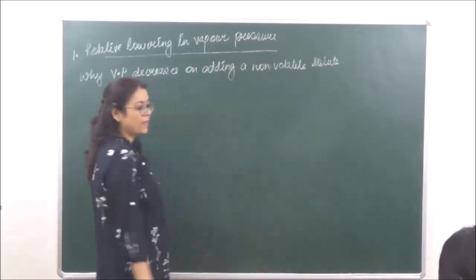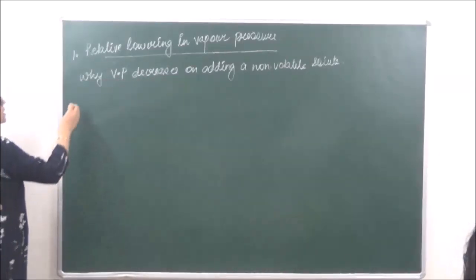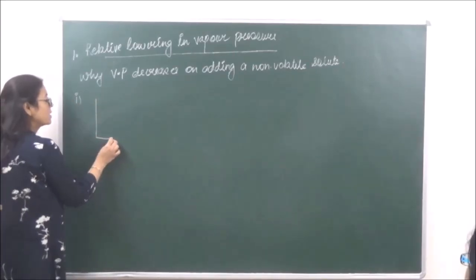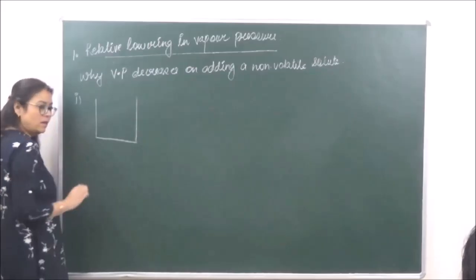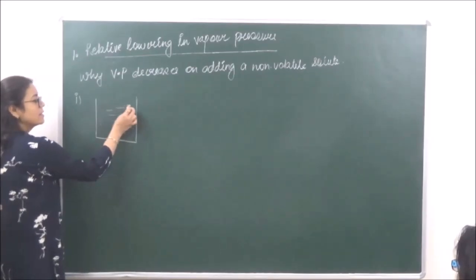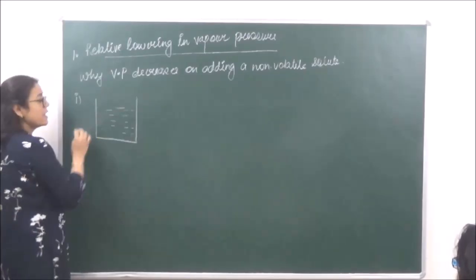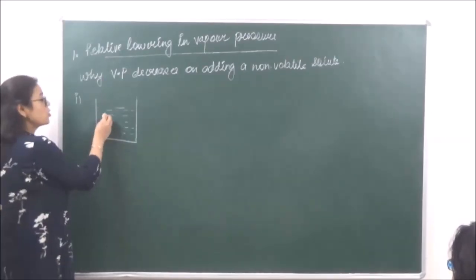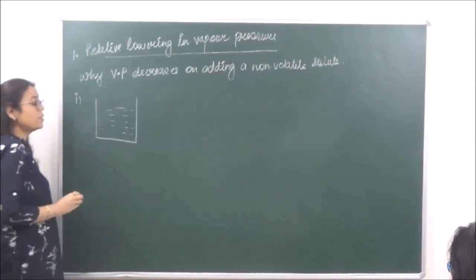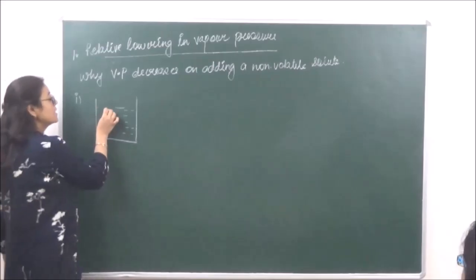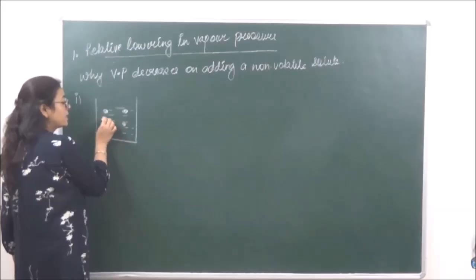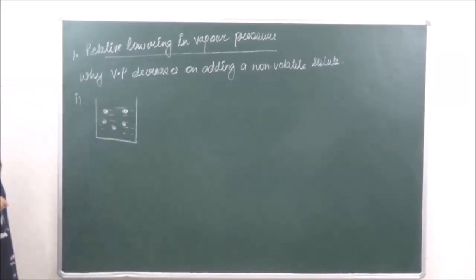Right? This is our question. The first reason is that when we take a liquid in a beaker, the entire surface area is free for the solvent molecules to evaporate. When we add a non-volatile solute, a certain surface area is obstructed by the molecules of the solute.